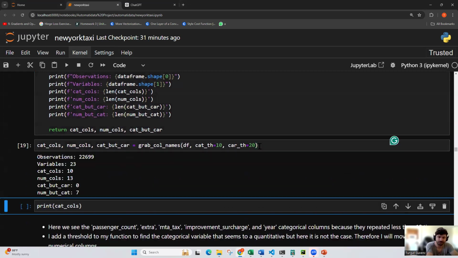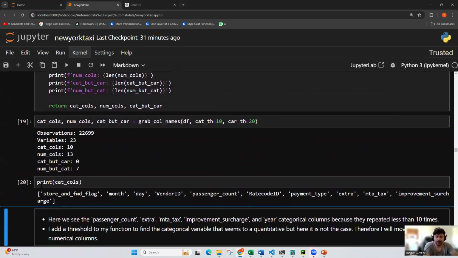Let's run this function. Okay, we got the categorical columns: store and forward makes sense, month, day makes sense, and vendor ID makes sense. Passenger count definitely makes sense: passenger counts 1, 2, 3, 4. These are integer values, but they are actually categorical values. This is how our function got it, because their number of unique values is less than 10. Probably we have no more than 10 different customers in each trip.